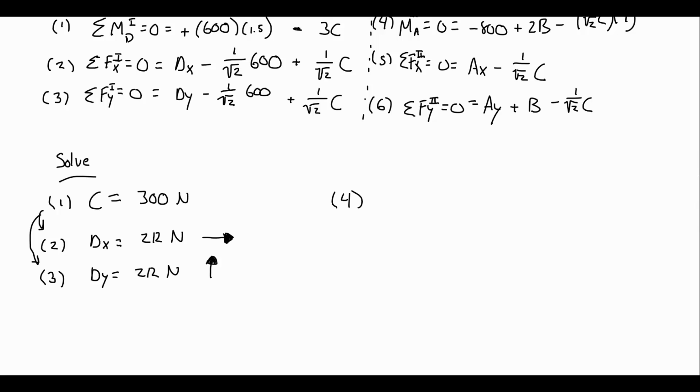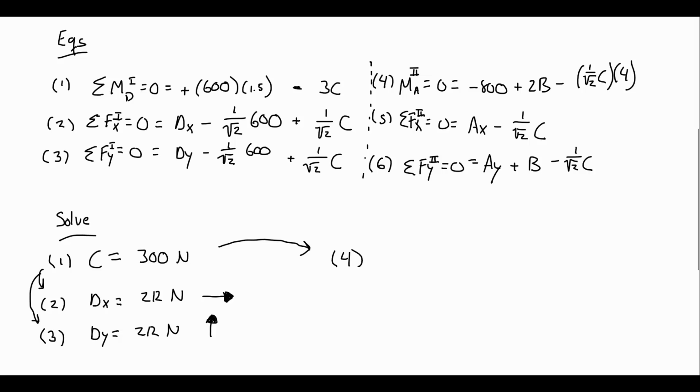Coming into the solve, C I already know, so I can put that into my equation 4 and I can figure out B. B is my external force, 824 newtons. It's positive, so it is up. 5 also depends on C. I can figure out then AX is going to be 212 newtons. It's positive. It's external, so I do want to indicate its direction. Positive means my assumption was correct. It does point to the right.